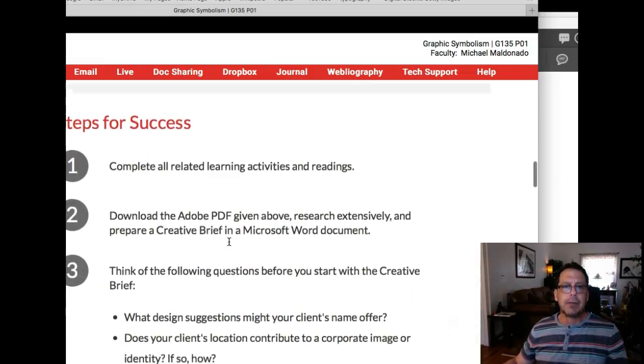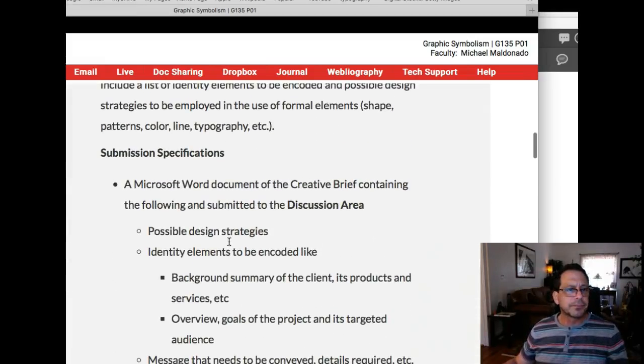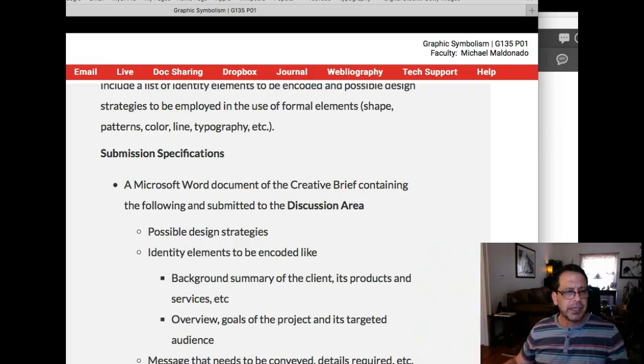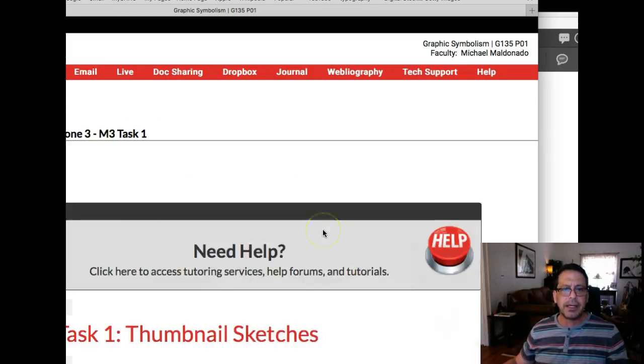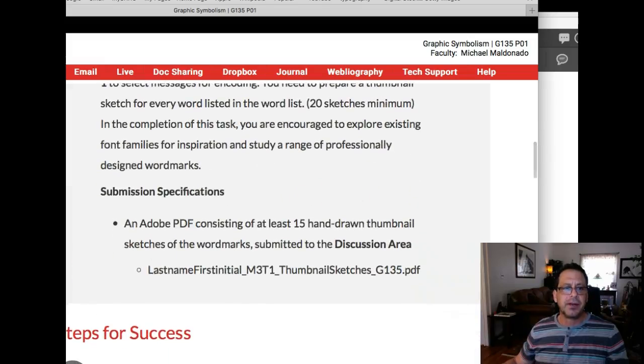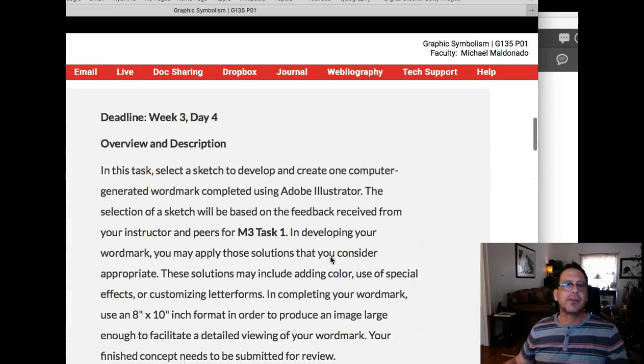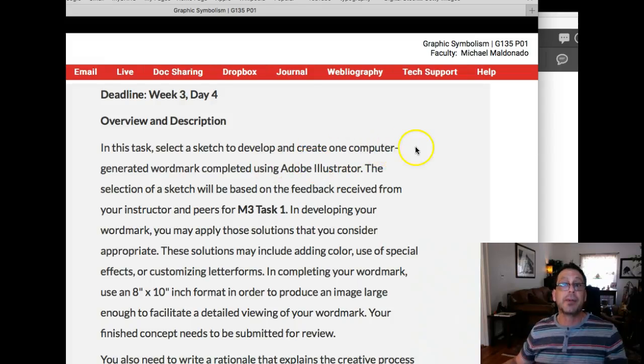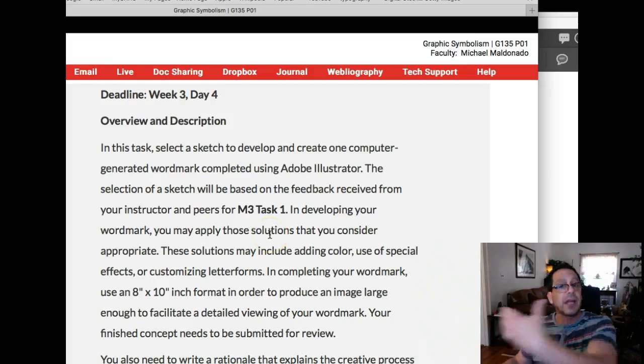All right. So that's what we'll be doing for milestone 3, and that's task 1. Task 1 was your thumbnail sketches, one sketch for each word on your list. And then in task 2, you're not doing two this time. We're not doing the abstract and pictorial. We're just doing one word mark for each word on the list. And in this task, you're going to select a sketch to develop and create one computer-generated word mark using Adobe Illustrator. Those will be based on the class's comments and reactions to your sketches, and then we'll develop that further.